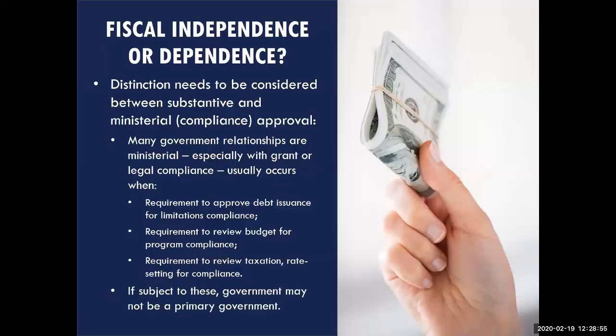I mentioned a while back this word accountability, operational accountability and financial accountability. It really flows through much of what we do when we analyze a reporting entity relationship. One of the issues that needs to be considered is whether the primary government appoints a voting majority of the board. But in some cases, there is no board, as the primary government acts as the board. This is the case when officials of the primary government act as the board of the component unit.